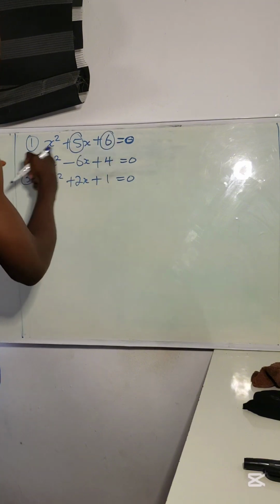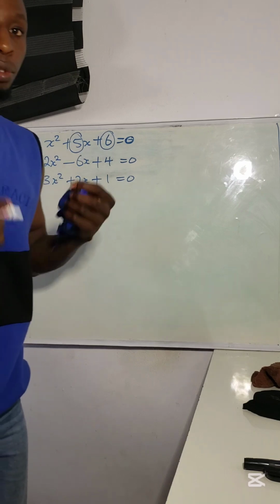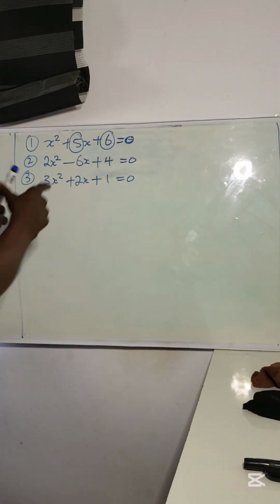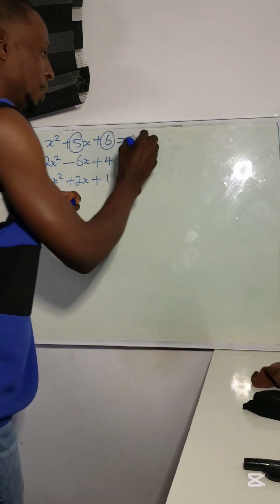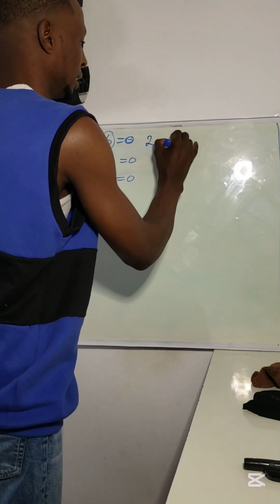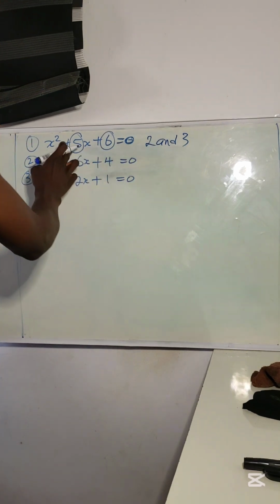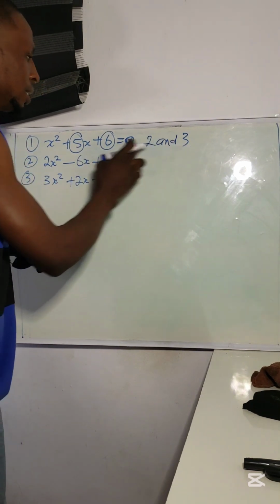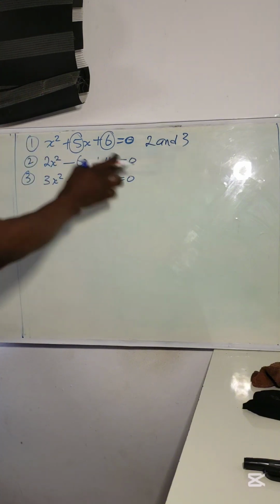When you look at this equation, let's take example equation 1. When you look at it very well, you see the two numbers that if you add, you have 5, and if you multiply them, you have 6. Those numbers are 2 and 3. If you add 2 and 3, you have 5, and if you multiply 2 times 3, you have 6. So 2 and 3 become the solution to this equation.